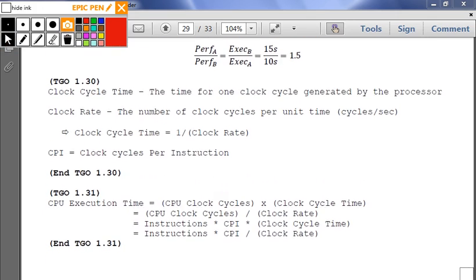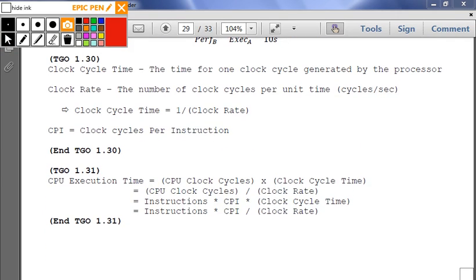Okay, so clock cycle time. Clock cycle time is the time for one clock cycle generated by the processor, whereas the clock rate is the number of clock cycles per unit time. So 1 gigahertz is 1 billion clock cycles per unit time of 1 second. That's what that means. So a clock cycle time is 1 over 10 to the 9, which becomes 10 to the negative 9 seconds per cycle. So that's clock cycle time.